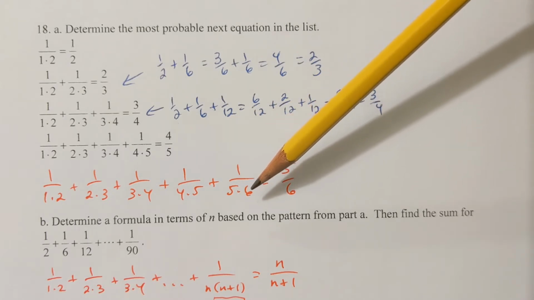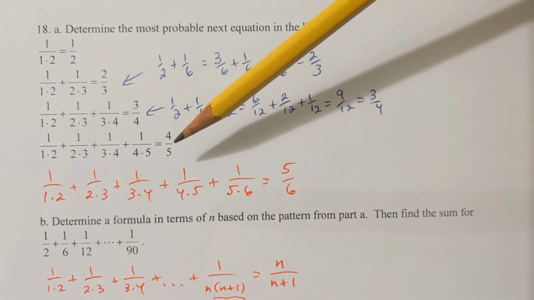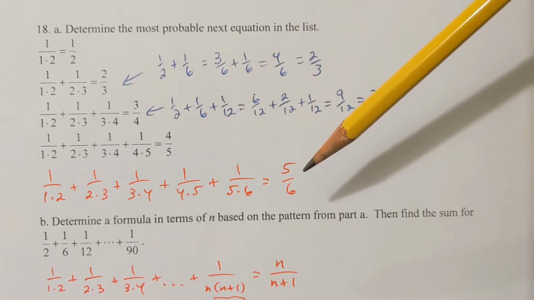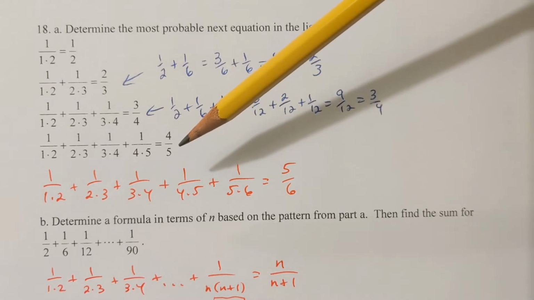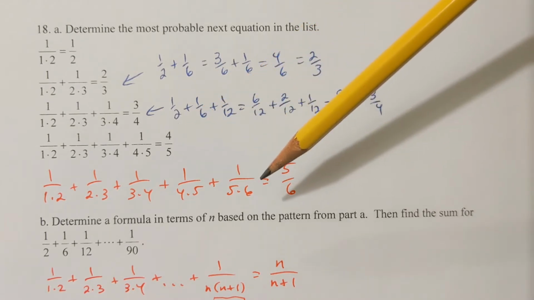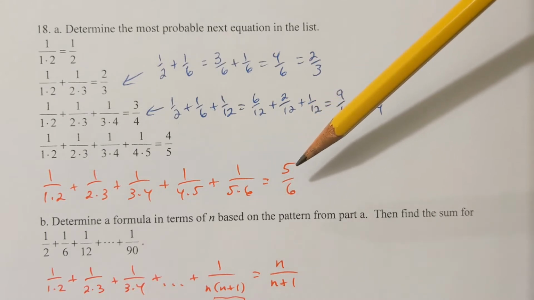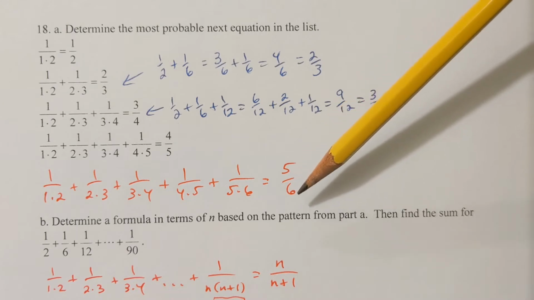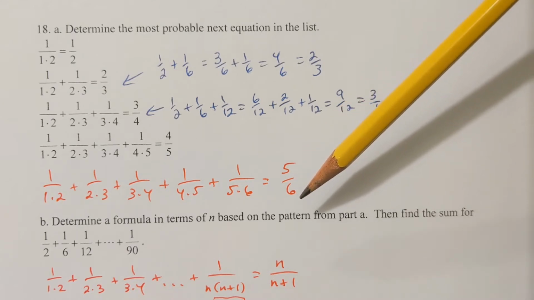So 1/(5 times 6), and that would be equal to, on the right side, you're going to take the number on the left, which is 5, divided by the number on the right, which is 6. Okay, so equals 5/6.